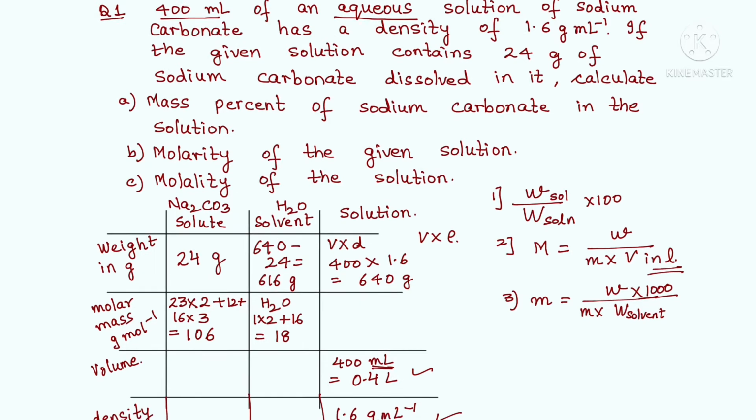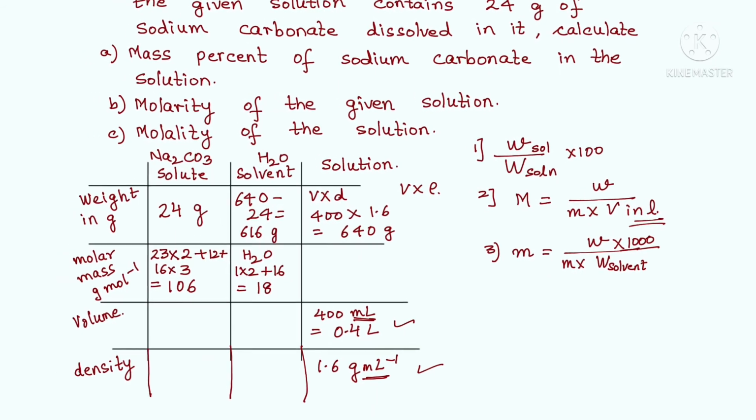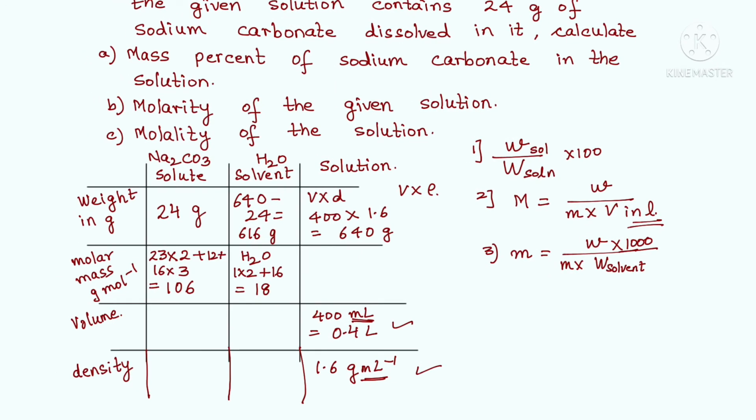Got it? Okay, so we've got a lot of data in place. Now what do you have to do? Yes, very simple. Take it one by one and substitute the values and get your answer. And to get your answer, what do you have to do? You have to press the pause button in this video.